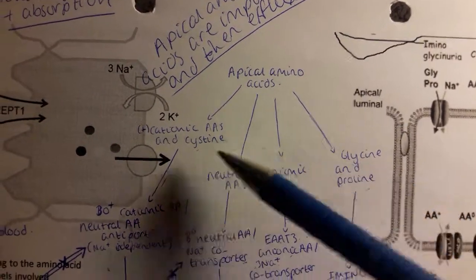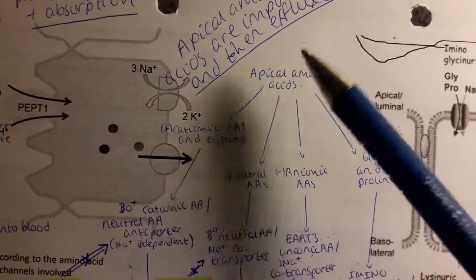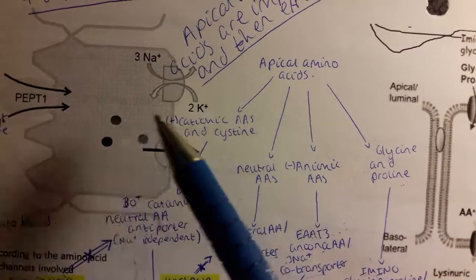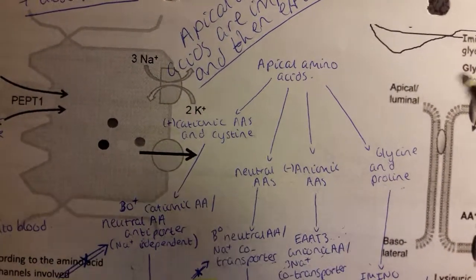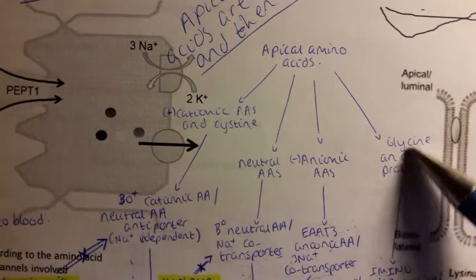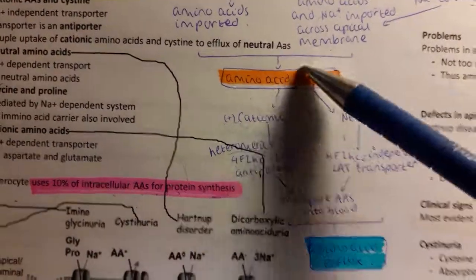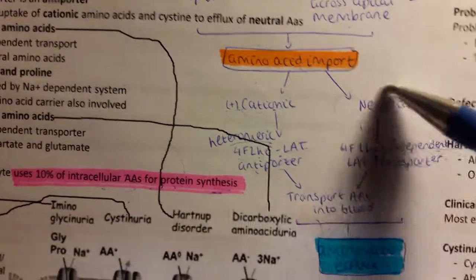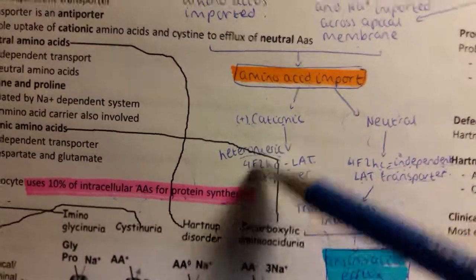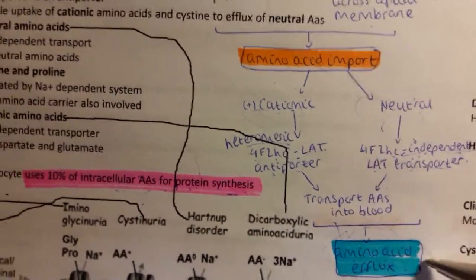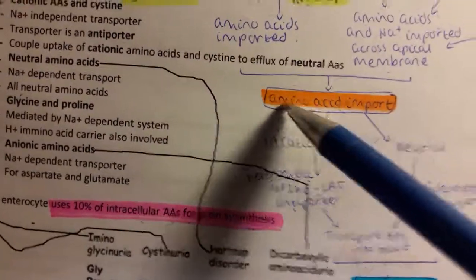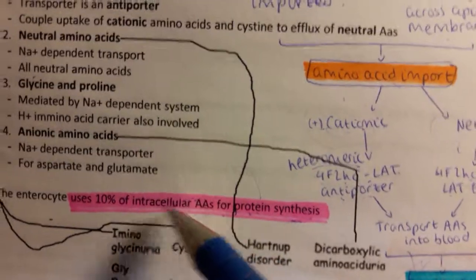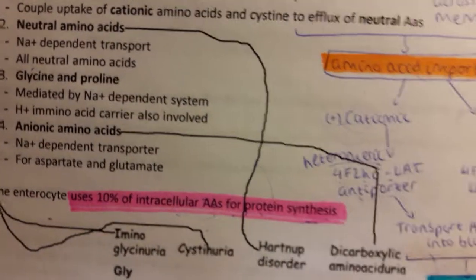There's four mechanisms by which the apical amino acids are taken into the enterocyte, and that will vary depending on whether they're cationic and cysteine, neutral, anionic, or glycine and proline. And once they've been imported, then you need to efflux them, and the efflux will depend on whether they're cationic or neutral. So if they're cationic, it's this pathway, neutral is this pathway, and 10% of the amino acids that are imported into the enterocyte are used by the enterocyte for protein synthesis.